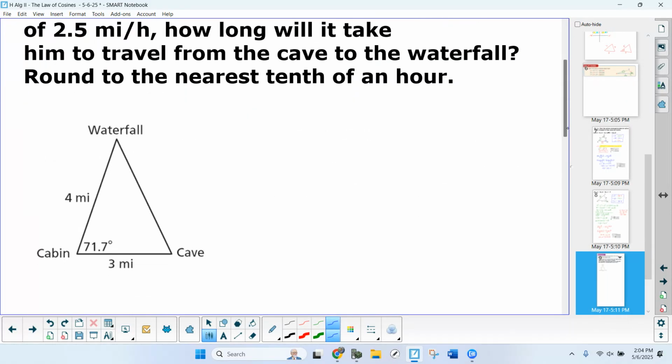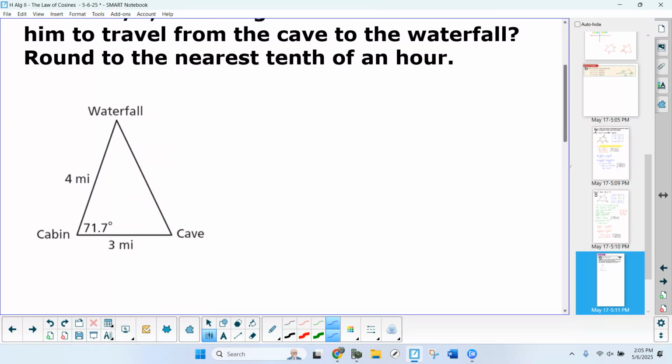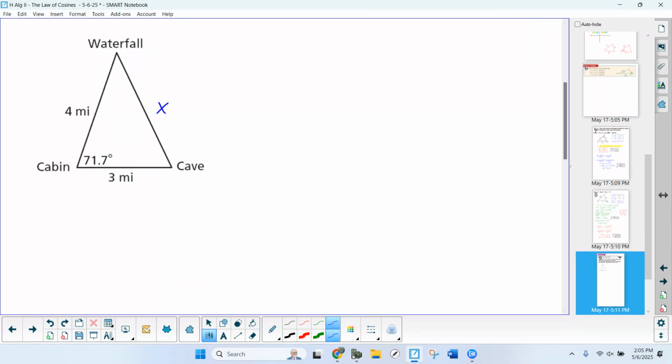Last one, we have a hiker traveling at an average speed of 2.5 miles per hour. How long will it take him to travel from the cave to the waterfall, given this information? Well, first we have to find out how far it is. Can we use law of sines? No. How will I set up this problem? Okay. X squared equals what? So everybody, x squared equals what? 4 squared plus 3 squared minus 2 times 4 times 3 times the cosine of.